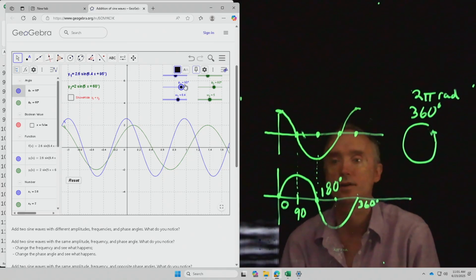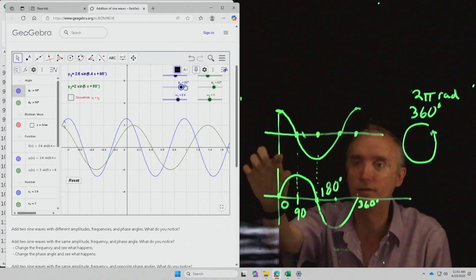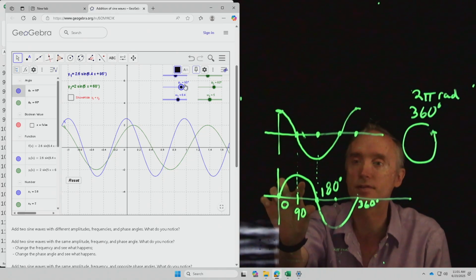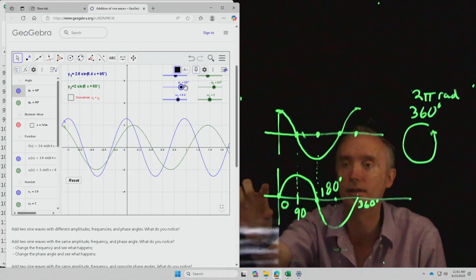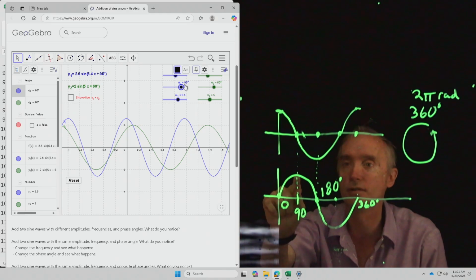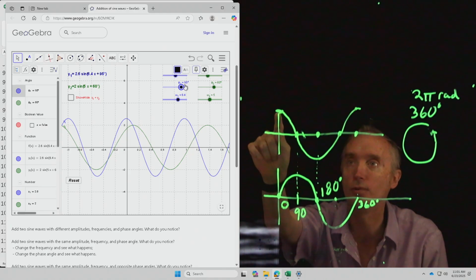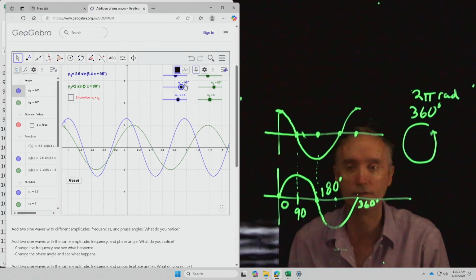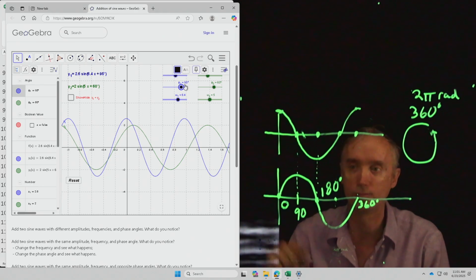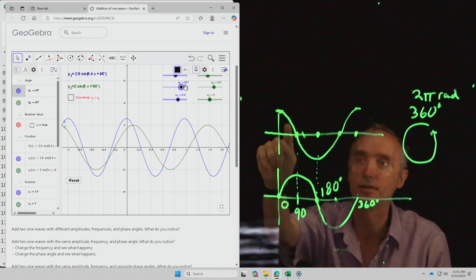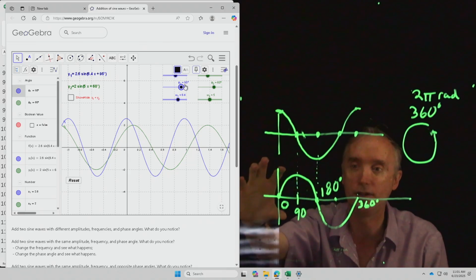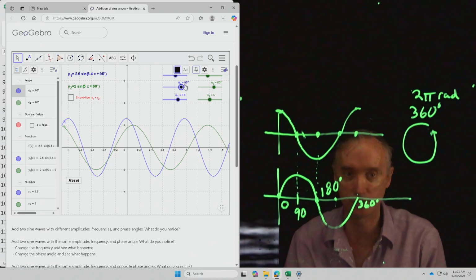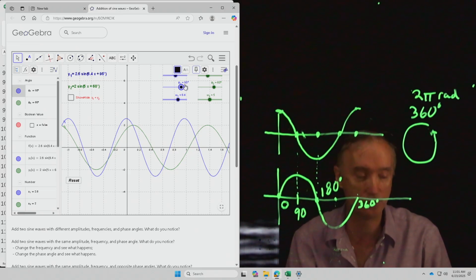Okay, so what I've done is I've taken this thing here and I have slid it backwards so that this point is that point up there. Well, the net effect is that I have changed the phase by 90 degrees. So by going from this picture here to this picture, I have slid it 90 degrees. So that's what we're doing when we're changing the phase angle.